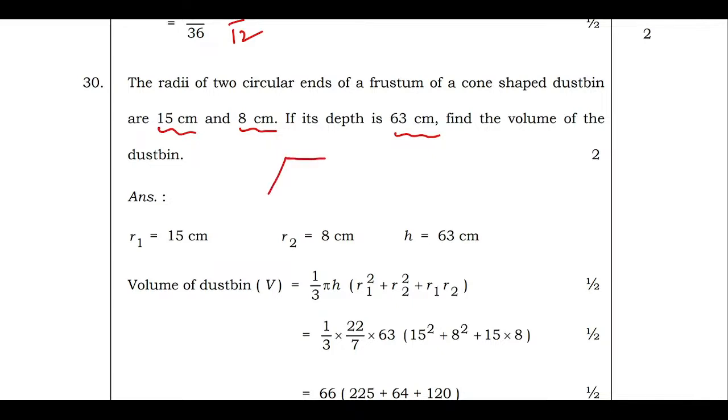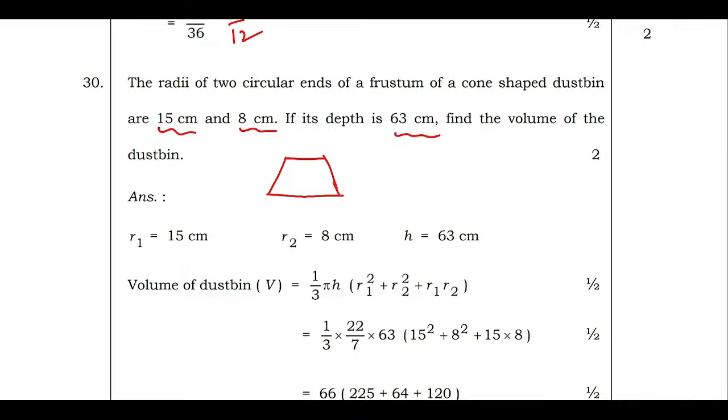Dear students, based on frustum of cone, definitely you can expect the question, at least formula. First learn the formula, CSA of frustum of cone, TSA of frustum of cone, then volume of frustum of cone. Based on this, definitely 100% you can expect the question.